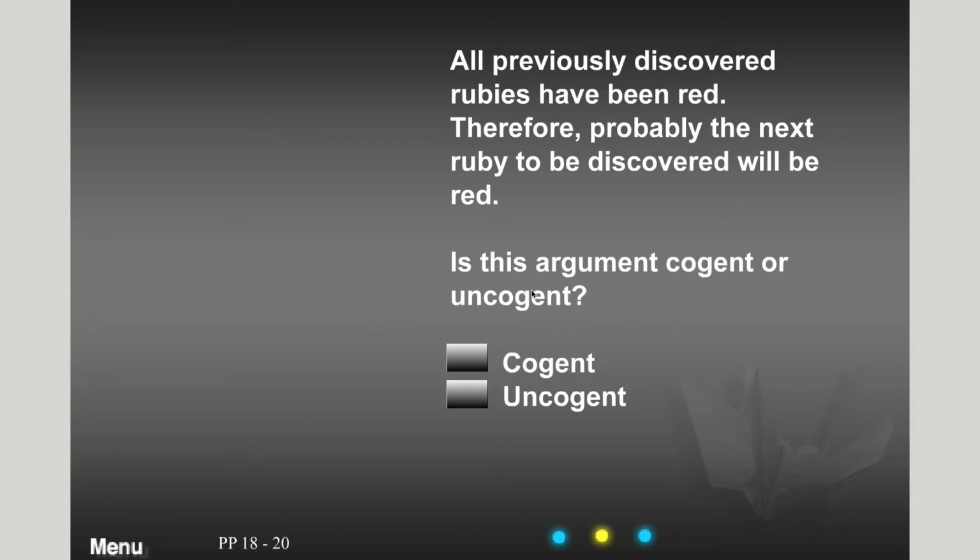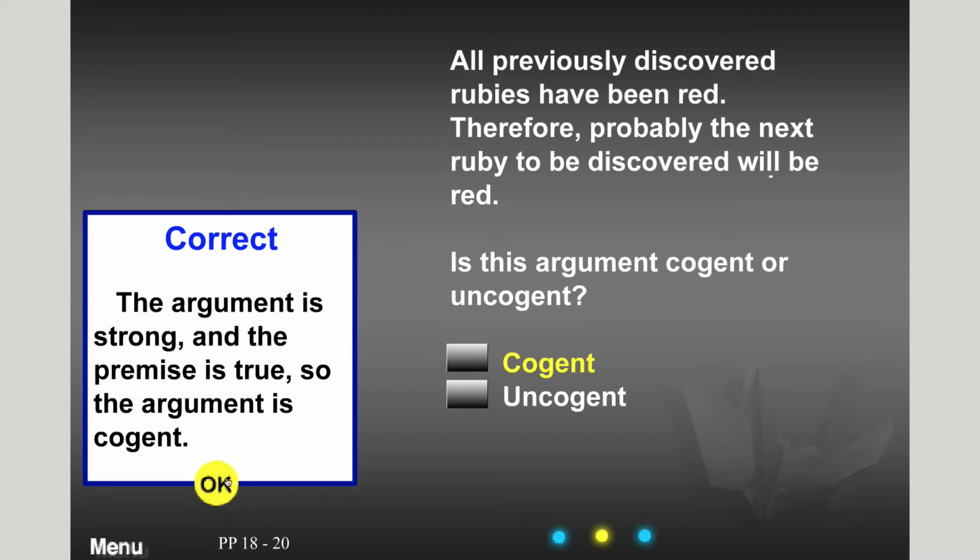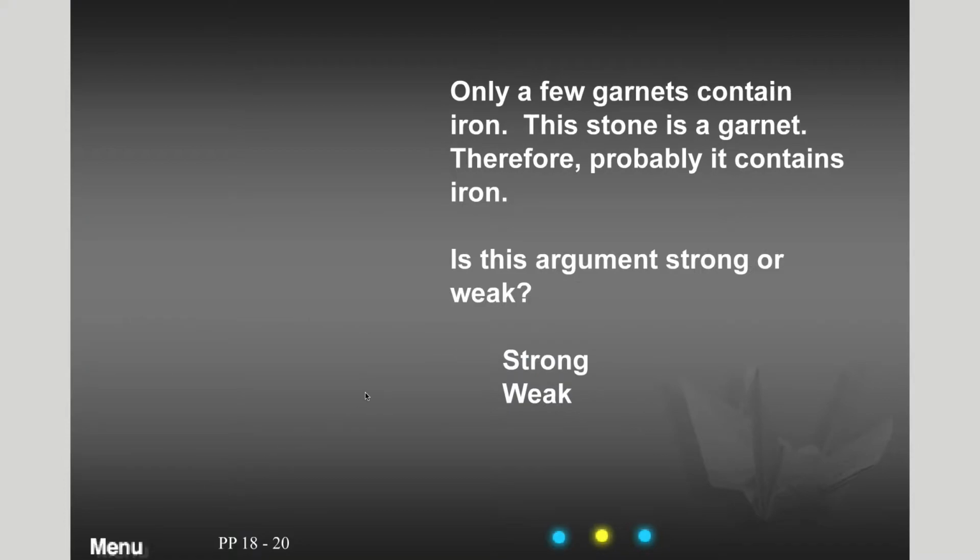Now we ask whether it's cogent or uncogent. And this is where we look at the premise, right? The therefore tells us this is the conclusion, and we say, are all previously discovered rubies red? Indeed, that is the case. As far as I know, I'm not a gemologist, but as far as I know, this is a true premise, therefore it is a cogent argument. Right? The premise is true. The argumentative structure is strong, and therefore it is a cogent argument.